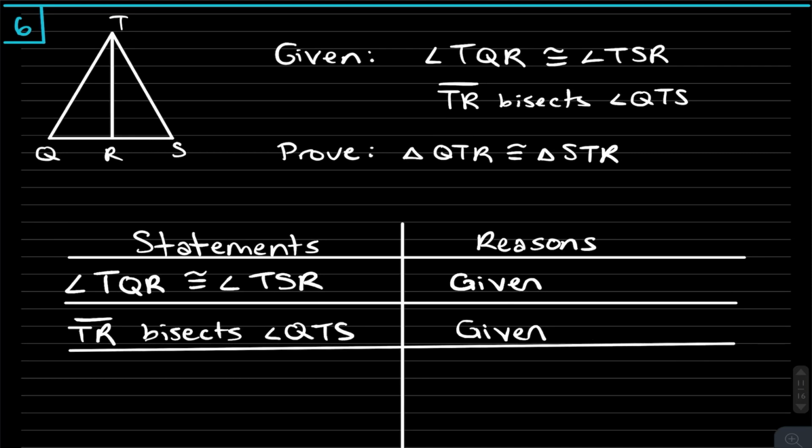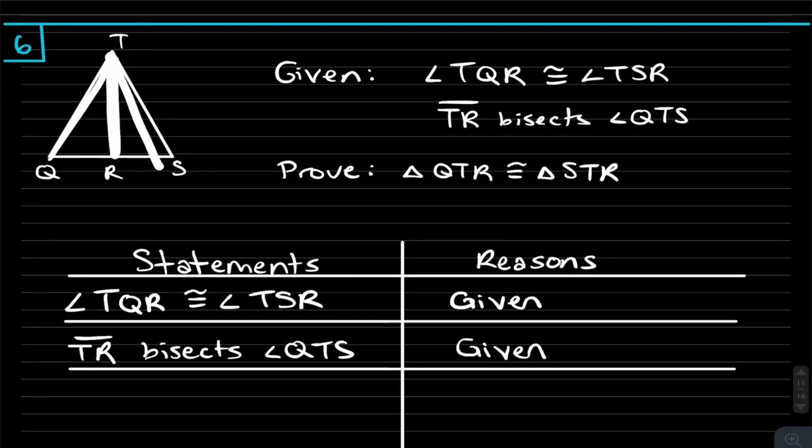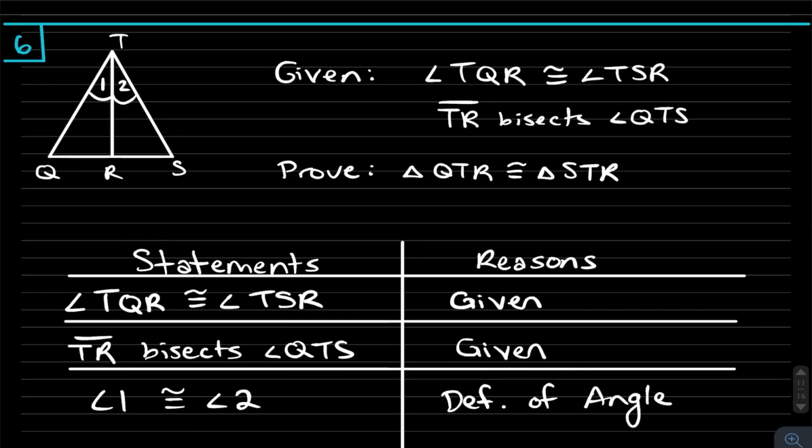Now, what does this second given tell us? TR bisects QTS. Well, let's identify what that actually is on our triangle. We have TR, and that's bisecting QTS, which means that we have our angle here, and since this is bisecting it, if we have two separate angles, 1 and 2, they would have to be congruent to each other, because TR just cuts through the center. And so we know that angle 1 would be congruent to angle 2 by the definition of angle bisector. That's what an angle bisector actually does. It cuts through the center of QTS, and so it forms two identical angles.